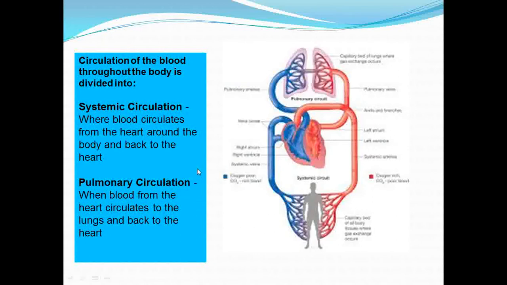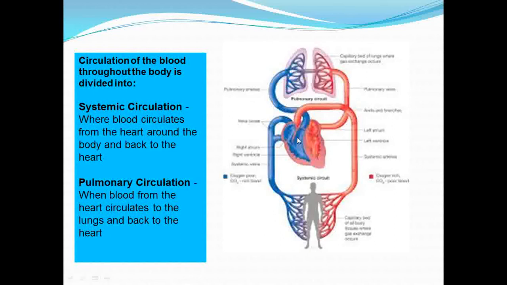In terms of circulation of the blood throughout the body, we divide it into two. So we've got systemic circulation and pulmonary circulation. Now, systemic circulation is from the heart to the body, so that's this one down here. So the blood gets pumped from the heart all around the body, through the arteries, through the capillaries, and then back through the veins, and then it comes back to the heart.